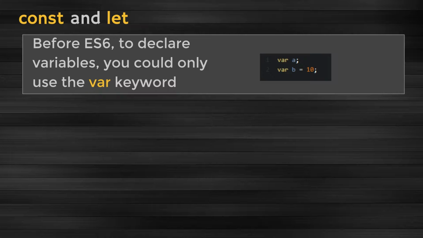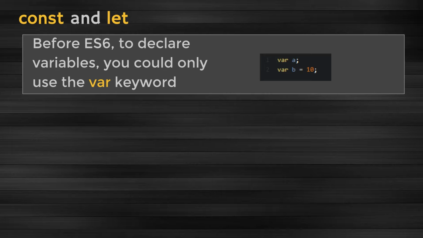You declare var a, and you don't have to assign a value, you just have to declare it. Then var b equal 10, and for any of these variables you could reassign different values or different types of objects. Here b equal 10 is a number, and later on in your code you could say b equal an array or a string or a date or something else.